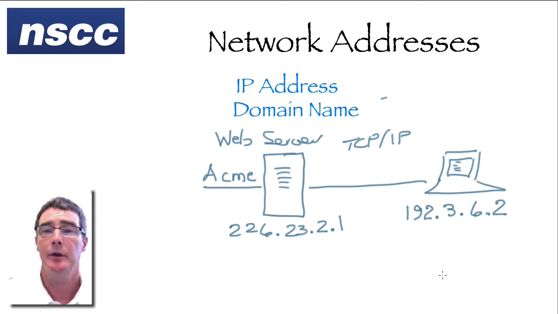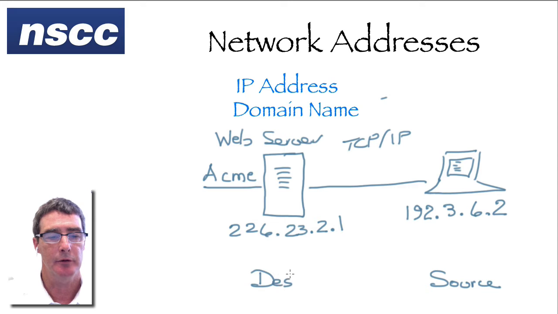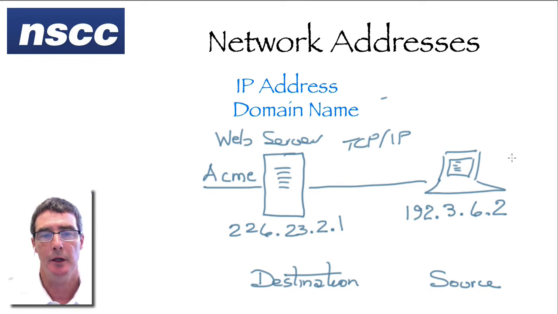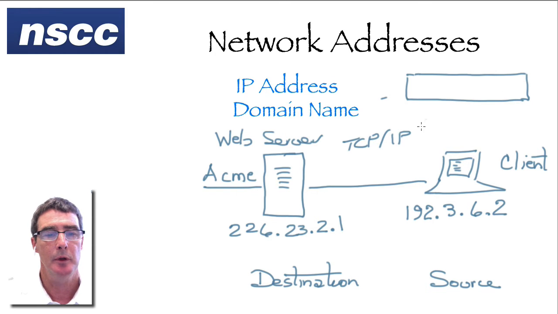What has to happen is that an information packet has to be assembled which contains the source numeric address and the destination address. Now, this can be accomplished on the client by opening a browser and in the address box simply putting in the destination numeric address.